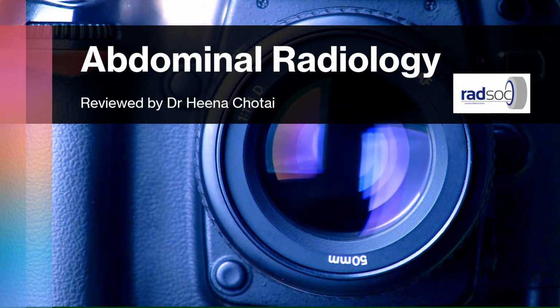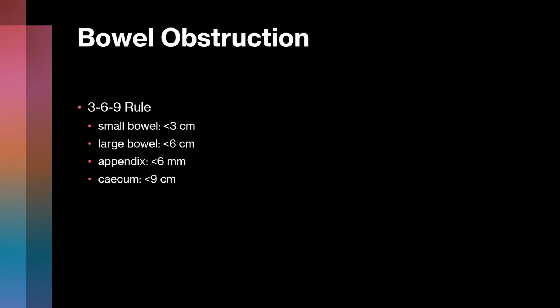So to start with, we're going to address the 369 rule, which shows you the upper limits of the normal diameter for each of these structures. So as you can see, small bowel is 3 centimeters, large is 6, and then the cecum is 9, with the appendix, the upper limit being around 6 millimeters.